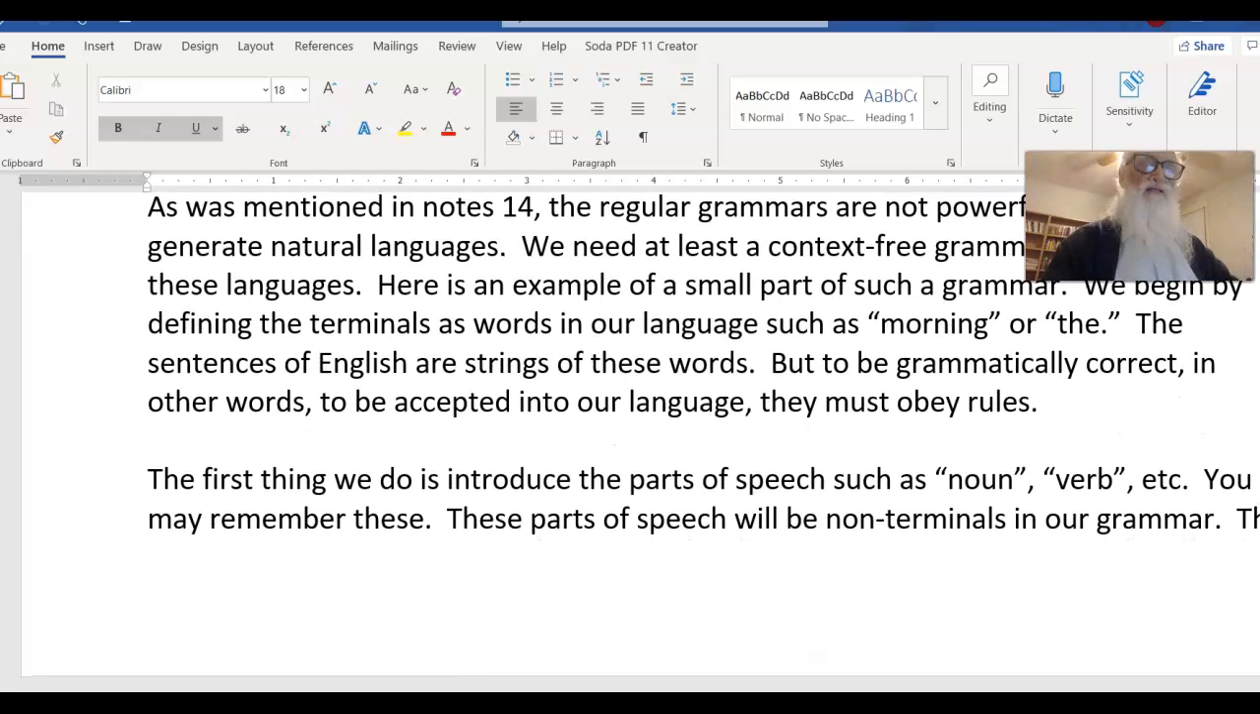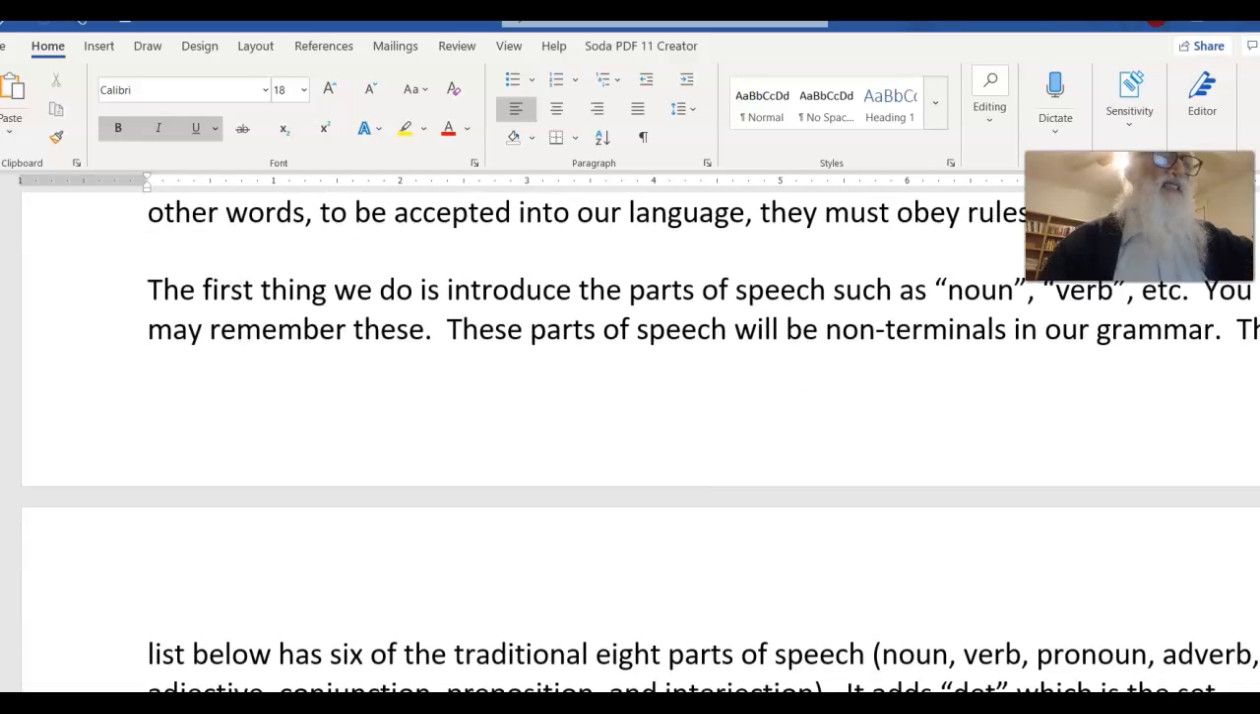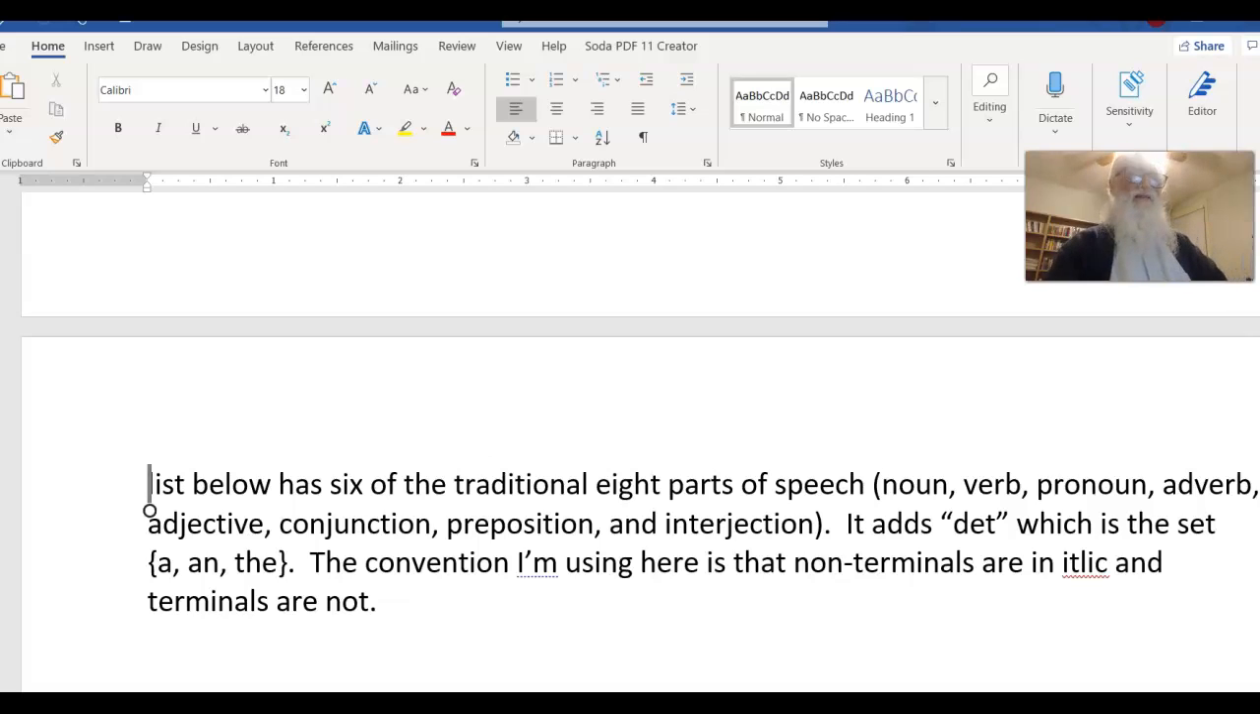The first thing we do is introduce the parts of speech, such as noun and verb, into our non-terminal set. There are eight traditionally, if I remember correctly: noun, verb, pronoun, adverb, adjective, conjunction, preposition, and interjection. We're not going to be worried about interjection, and we're not going to be worried about conjunction. Those would be a little more complicated. They'd make bigger sentences for us, and we're going to have enough with what we're doing.